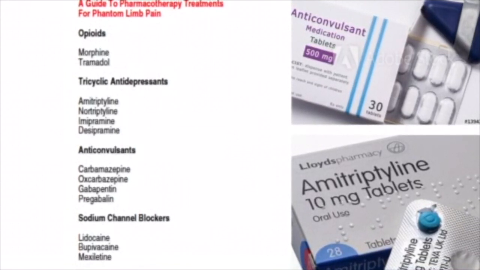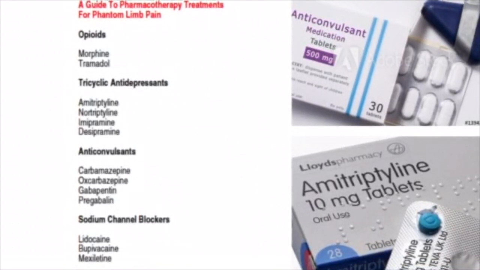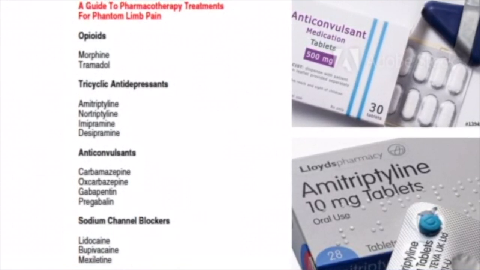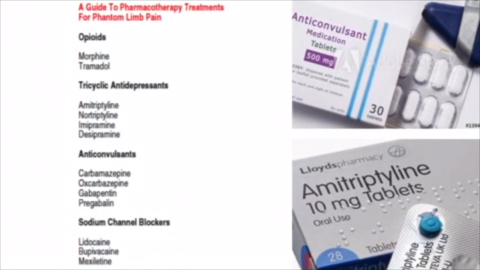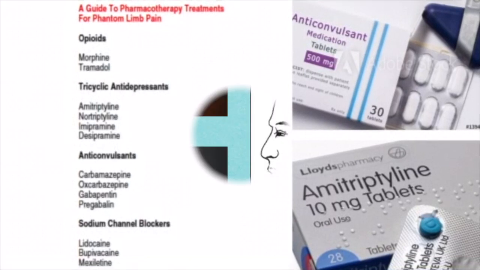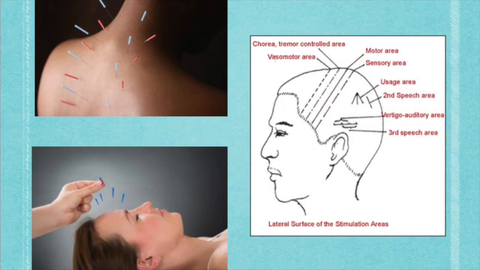Like antidepressants, anticonvulsants are also used to treat neuropathic pain. They are often taken in combination with antidepressants to increase this effect. Another treatment that is being used for phantom limb pain is acupuncture.